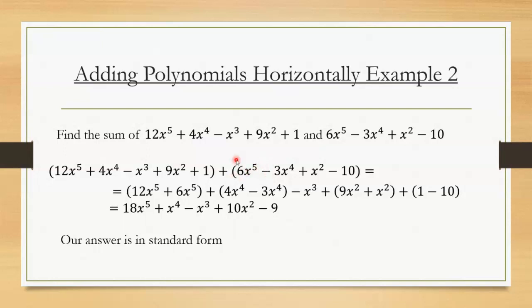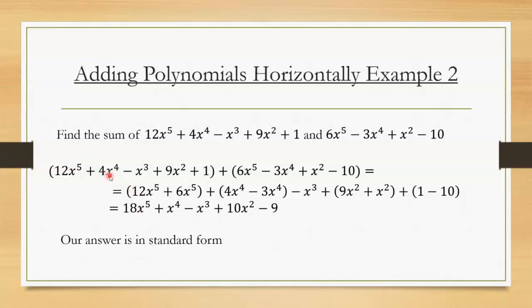But now again, what do we do? We have to pick out the like terms and combine them. So we have 12x to the fifth, and we're going to combine that with 6x to the fifth. These are like terms, because the powers of x are the same. That's why we have this. And how do you add these? You just add the coefficients, and you get 18x to the fifth.